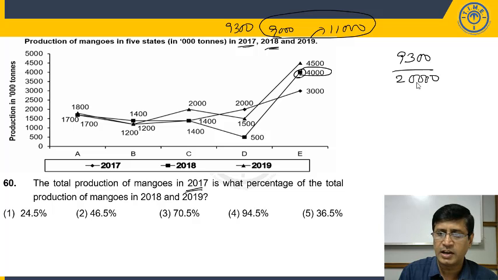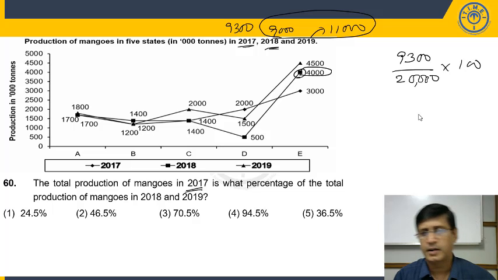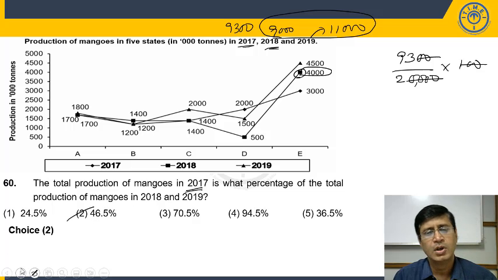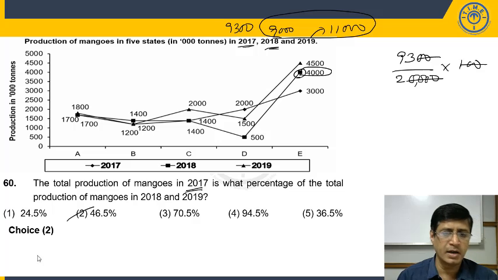So 20,000 into 100. So what is the cancellation? 4 zeros in the denominator and 4 zeros in the numerator get cancelled. So half of the 93. Half of the 93 is 46.5. The right choice, option number 2. Second choice is the right answer.